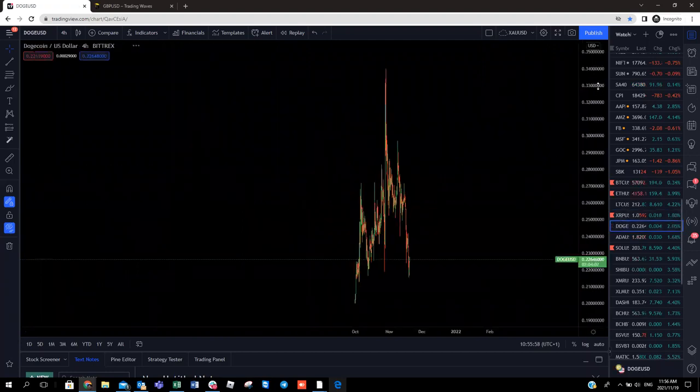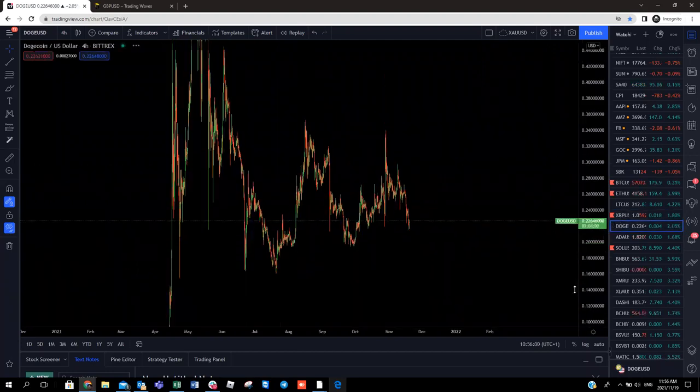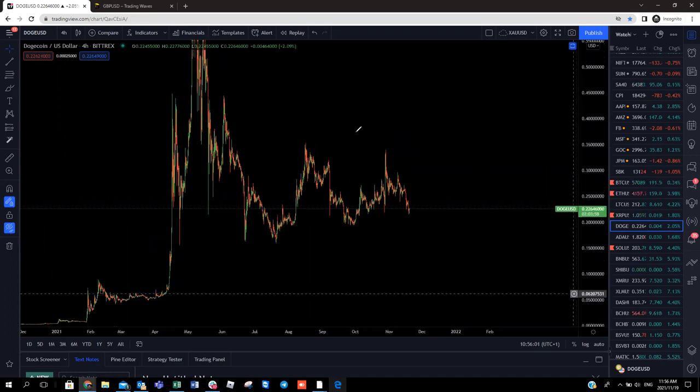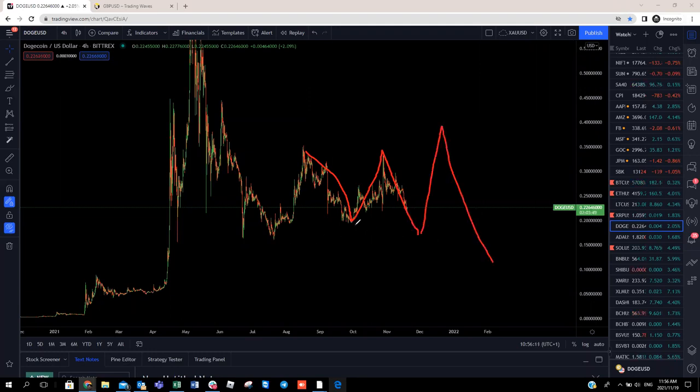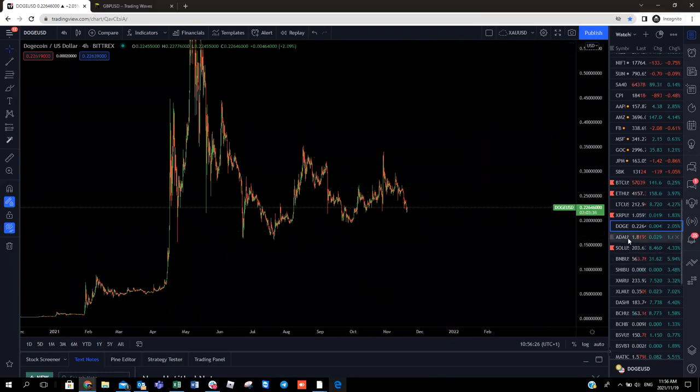Doge. Similar to Ripple, Dogecoin is making a structure like this, 1, 2, 3. You may even take the low here, then we'll see downside. Why is that structure? This here and this there. All right, that is Dogecoin.